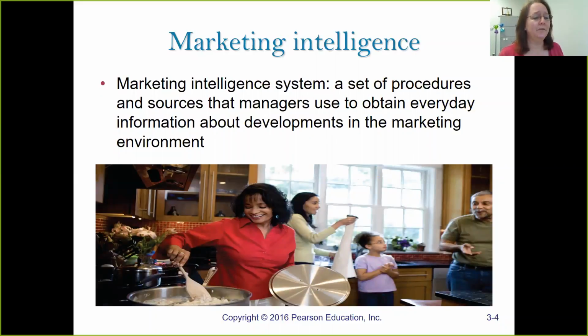So then let's talk about marketing intelligence. The marketing intelligence system is a way, hopefully an organized and systematic way, that we can obtain information about everyday usage, about the marketing environment, and it will help us, again, find out what is happening in the world as a whole in our industry.